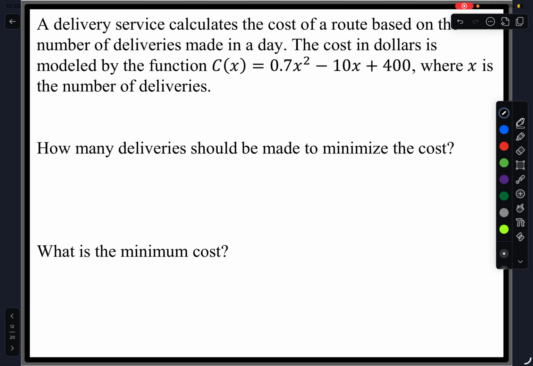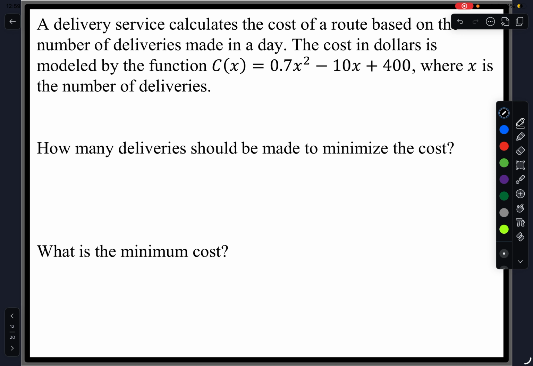So in this example, we're given that the delivery service's calculation of the cost of a route, based on the number of deliveries in a day, is represented by this equation: C of x equals 0.7x squared minus 10x plus 400. The question is asking us to determine how many deliveries should be made in order to minimize the cost of this route.